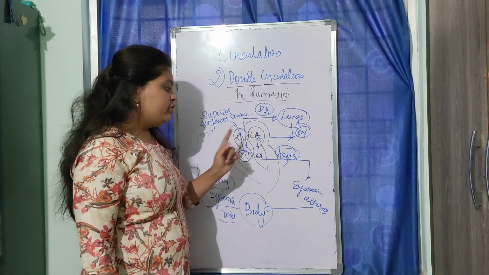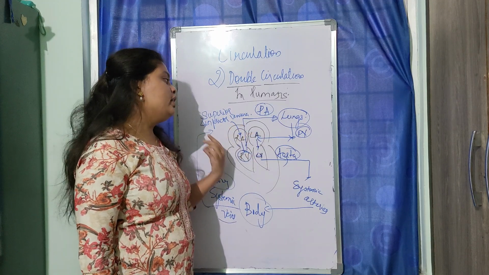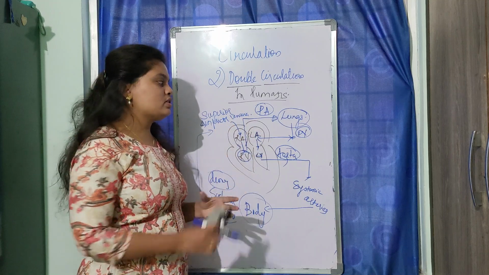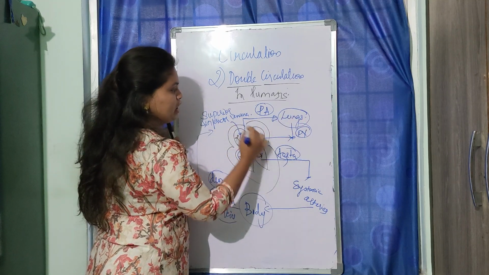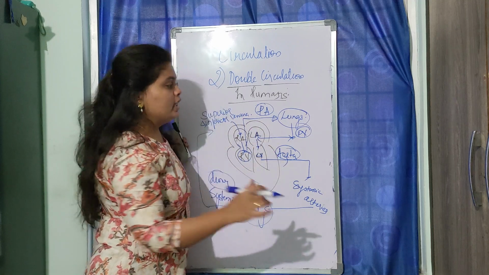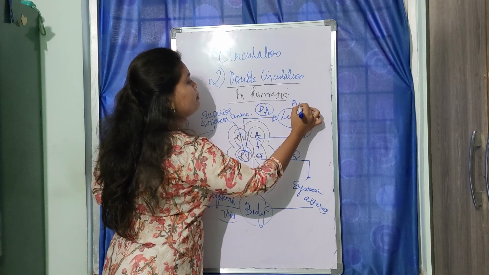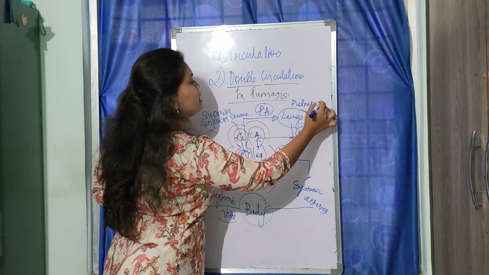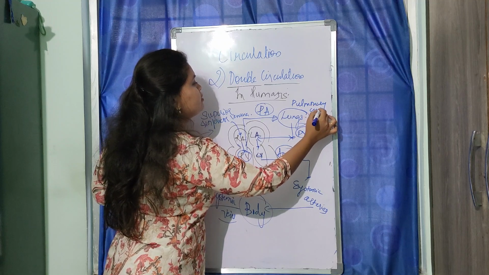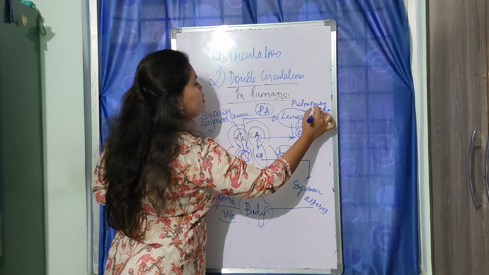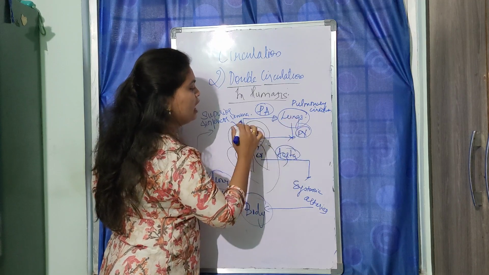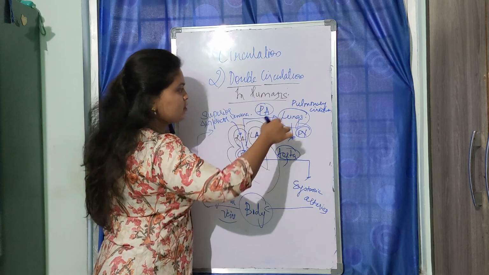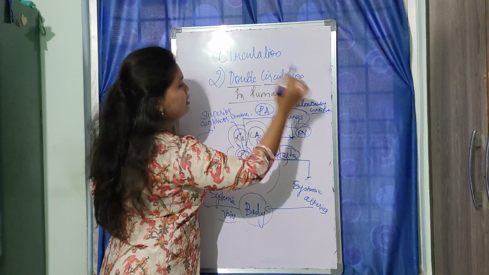Here also, there are two types of circulations. This part of the circulation which involves lungs is called pulmonary circulation. Here, pulmonary arteries are involved, pulmonary veins are involved, lung is involved, heart is involved. This part of circulation is called pulmonary circulation.